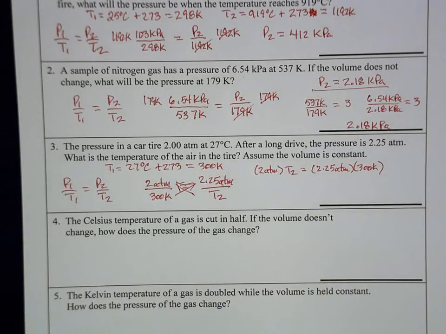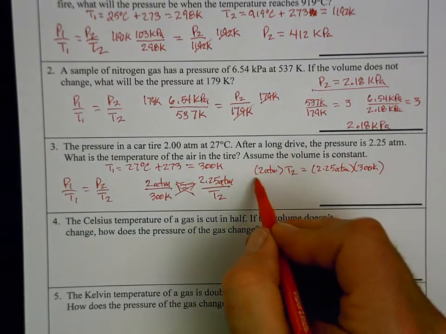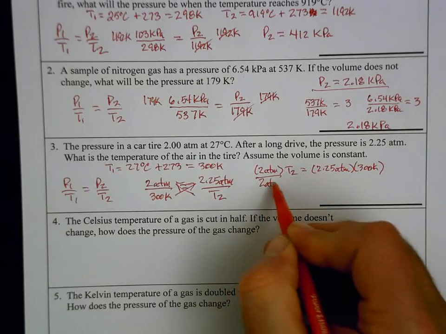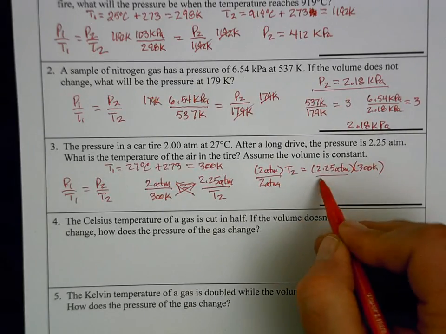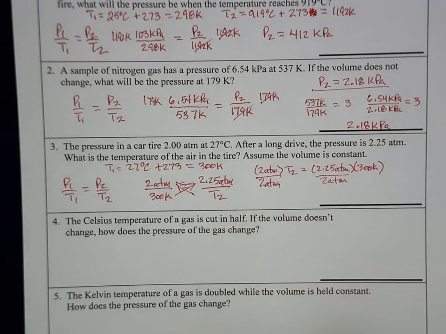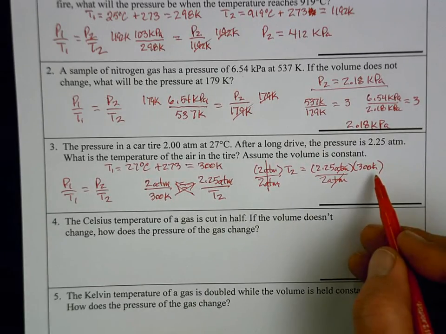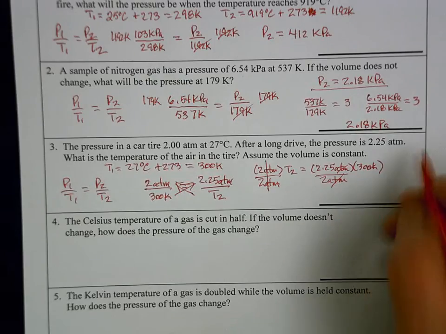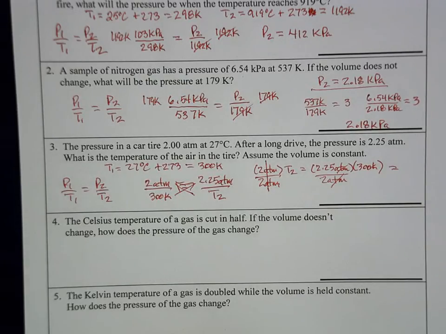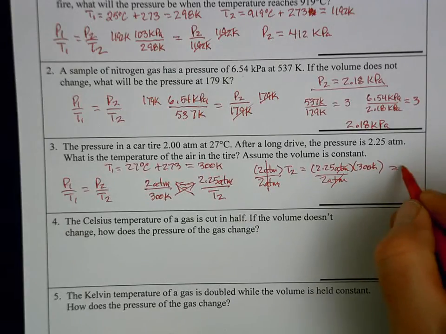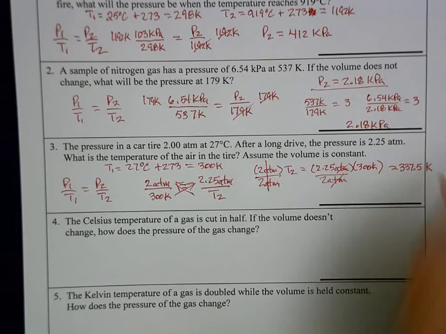Now I can go ahead and solve it. Divide both sides by the 2 atmospheres to make the T2 be by itself. Those will cancel. The atmosphere part will cancel over here on the right, and I'll be in K. So when I do 2.25 times 300 and then divide by 2, I end up with 337.5 K.